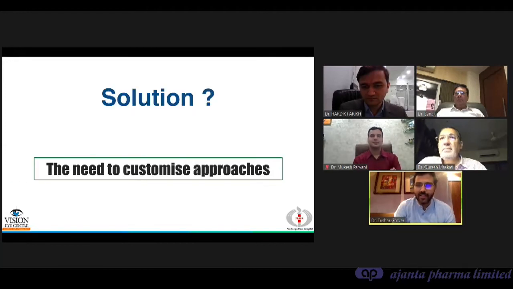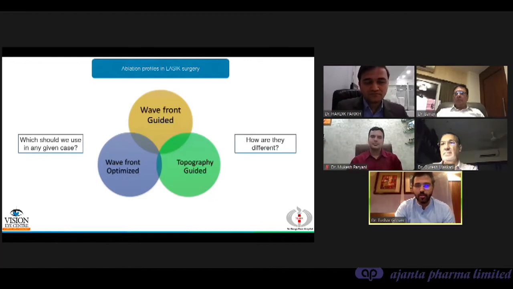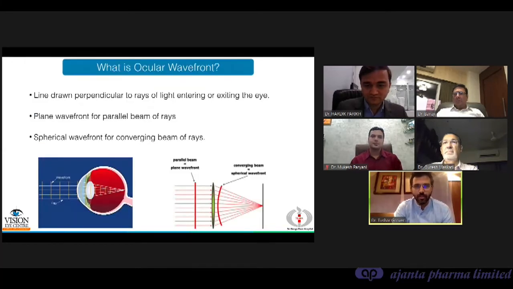So it was realized that the solution to this had to be the need to customize approaches. And that is what led to the need for the ablation profiles that we have today, which is Wavefront Optimized surgery, Wavefront Guided, and Topography Guided. So I'll be talking briefly about each of them and how they are different, and in which situations which would be better over the other. Before that, I'll just quickly talk about what the ocular wavefront is.